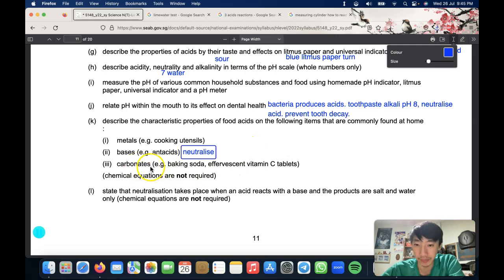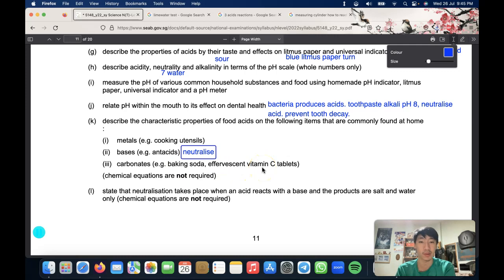So what's carbonate? Carbonate is found in baking soda, right? When you bake food, like bread, you put in some baking soda. When you are baking, the bread will grow and expand. Why is it expanding? It's because of the gas bubbles inside. If you look at your bread, you'll see all the small little holes. Those are created by the carbon dioxide that's released from the baking soda.